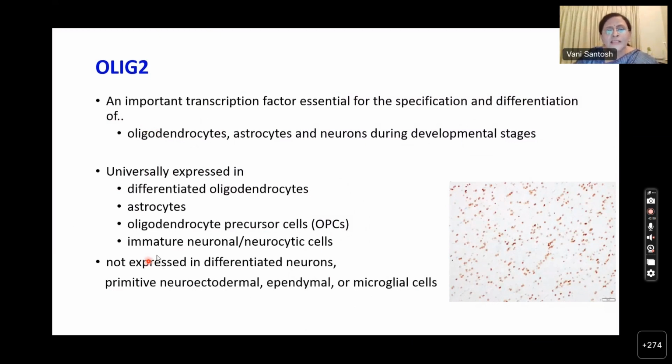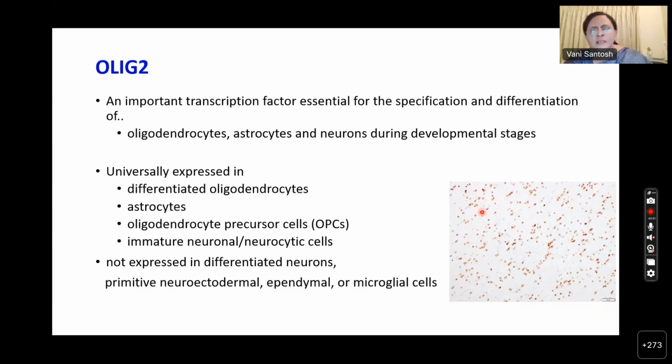So Olig2 gets universally expressed in all the differentiated oligodendrocytes, in astrocytes, in oligodendrocyte precursor cells, or what we call oligodendrocyte-like cells. It will be positive in them. Immature neuronal and neurocytic cells are also Olig2 positive, but it is not expressed in differentiated neurons, primitive neuroectodermal cells, ependymal cells, or microglial cells. So Olig2 is negative in all that. So Olig2 is always positive in these diffuse gliomas.